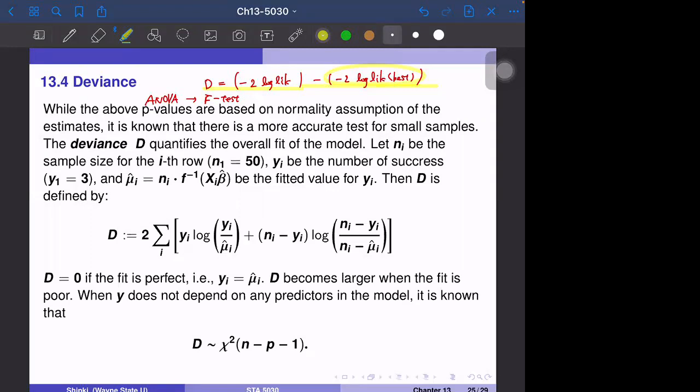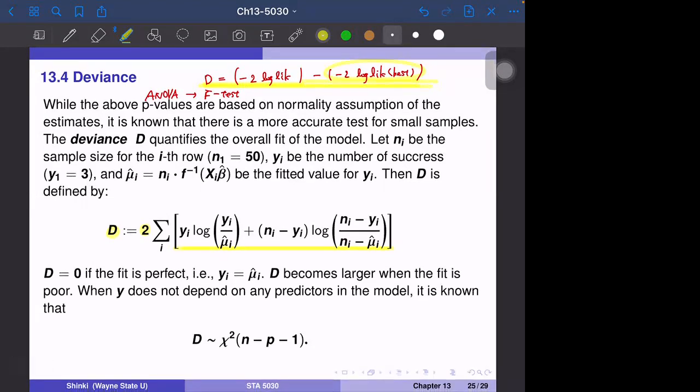Okay, so the deviance is, to be exact, defined by 2 times the summation of this. But actually the principle is discussed in the top line. So D is basically negative 2 times log likelihood. If you go back to the definition of log likelihood, then you can see that this is the solution. We don't go into the details of the definition, but basically D is based on the log likelihood function, and it can be used for testing.